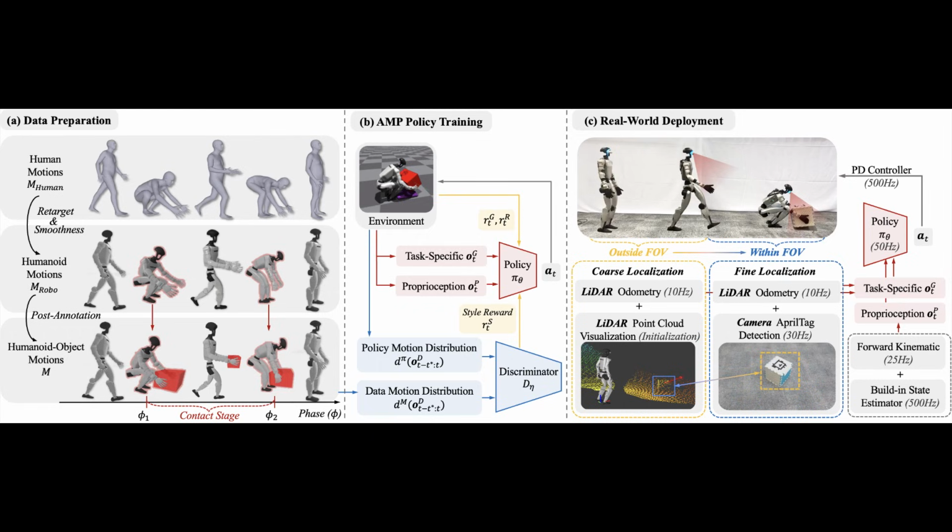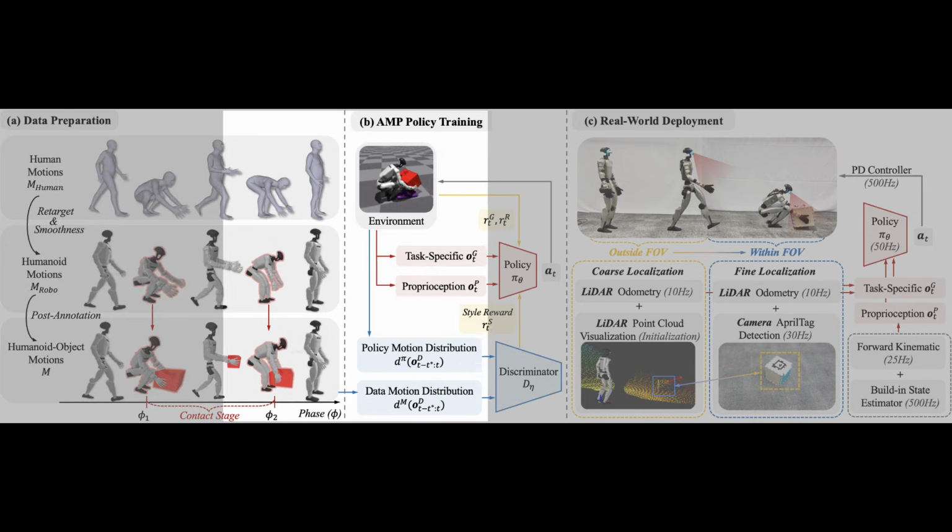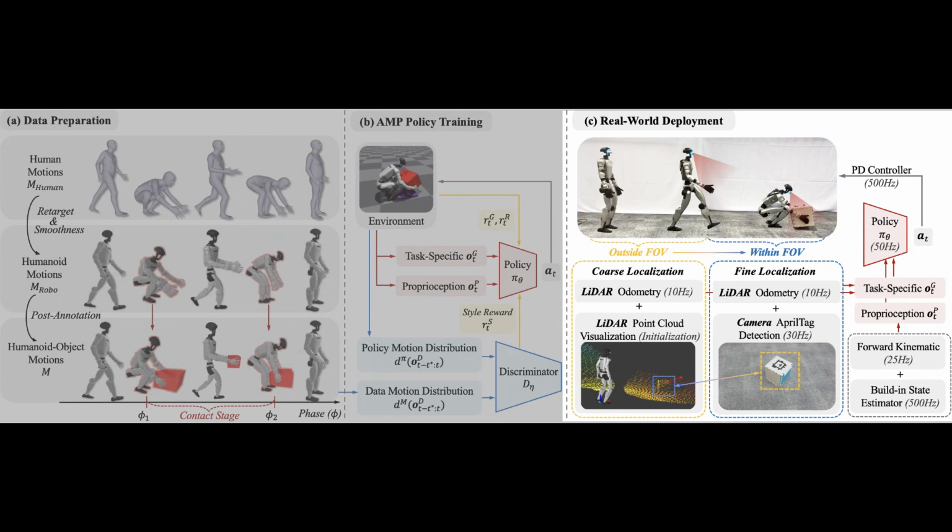It consists of 3 parts. First, data preparation, where they capture human motion. Second, AMP policy training in the simulation, where an adversarial network teaches the robot to mimic that motion while balancing. And third, real-world deployment, where it uses LiDAR and cameras to localize itself and interact with the scene.